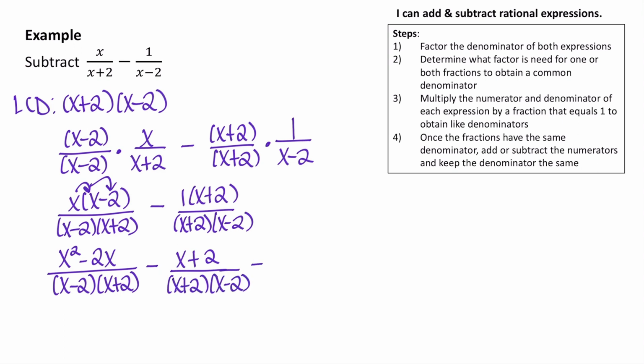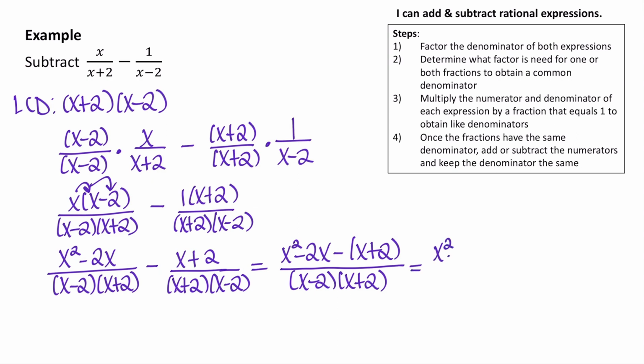So now that I have like denominators, I can go ahead and combine these two numerators together. So I have x squared minus 2x minus, and then that x plus 2 is going to go in parentheses because I'm subtracting all of that. So I have x minus 2 times x plus 2. I'm going to rewrite this subtraction as adding the opposite. So I have x squared minus 2x plus negative 1 times x plus 2. And that is over our common denominator.